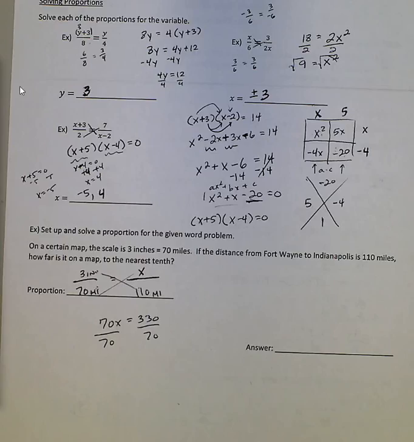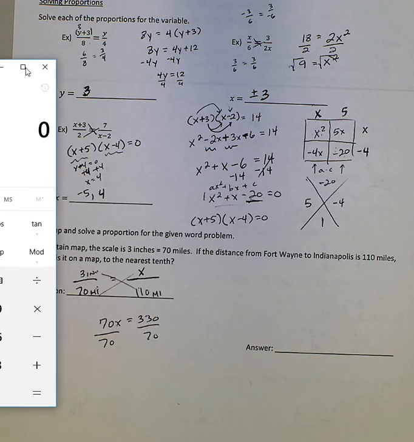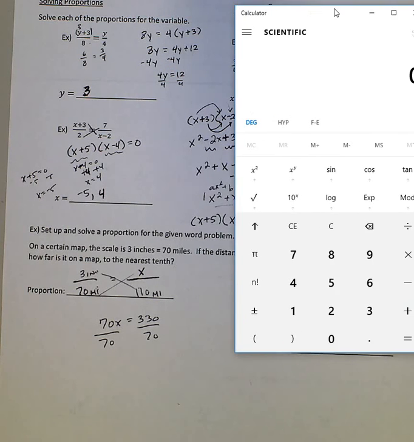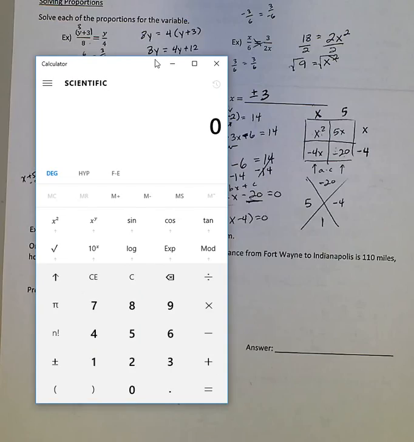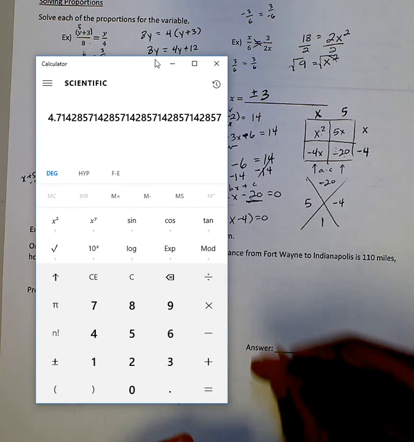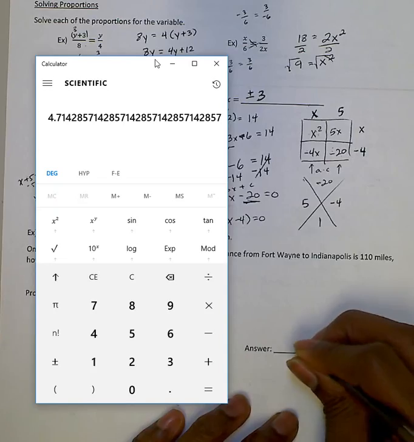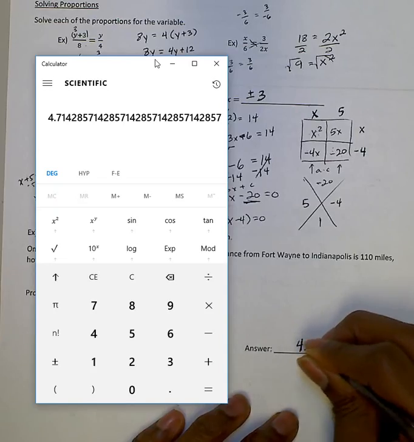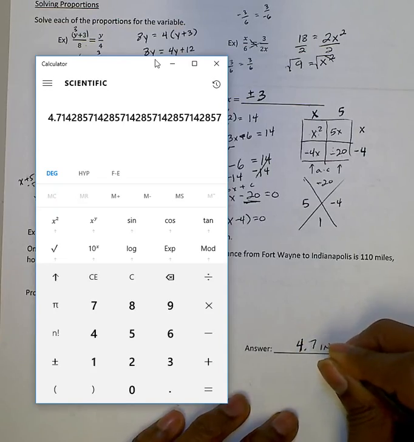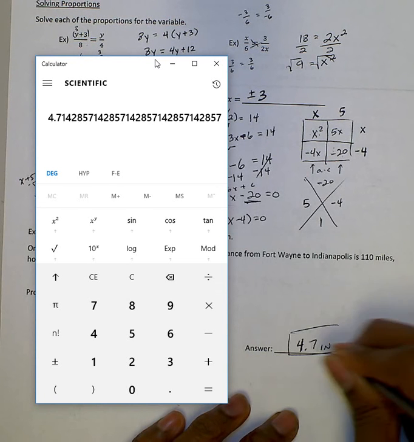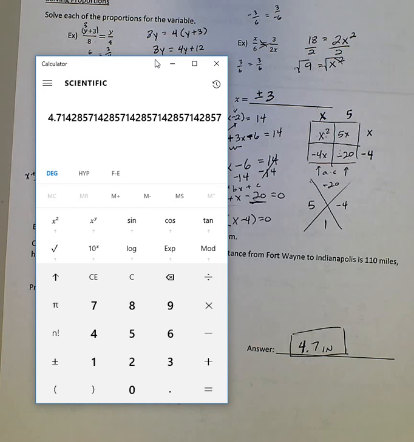Take it up here so we can see it. Sorry. 70 divided by 330. I did that wrong. 330 divided by 70, right? Okay, and that gives us 4.7 inches to the nearest tenth. So on the map, Indianapolis is 4.7 inches away from Fort Wayne.